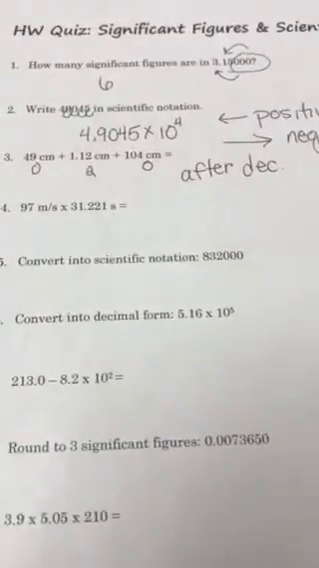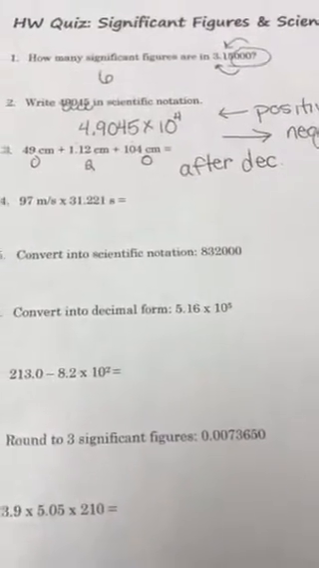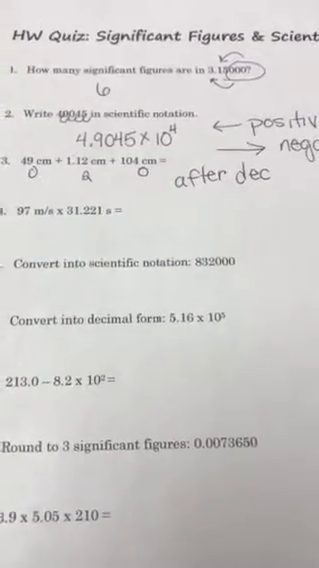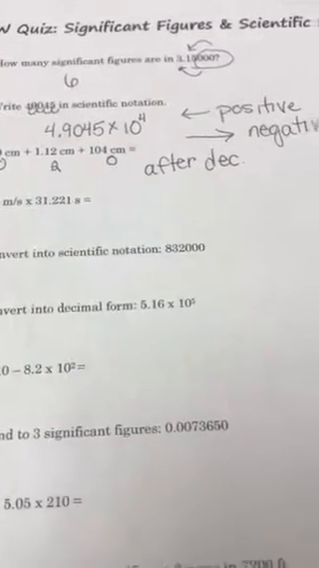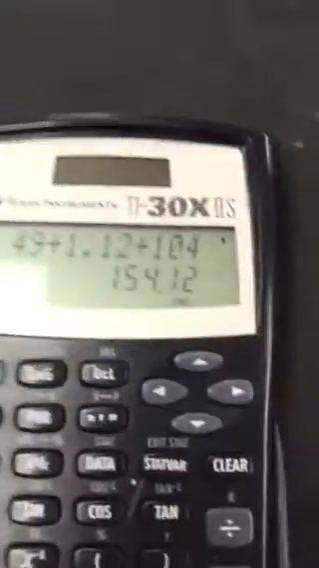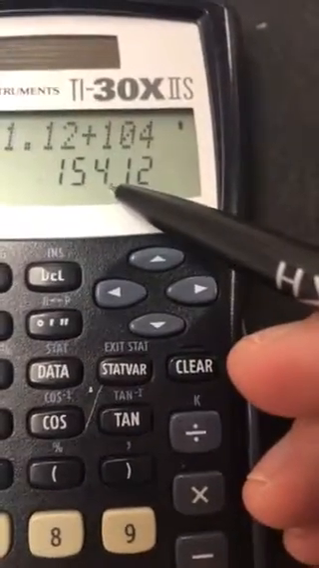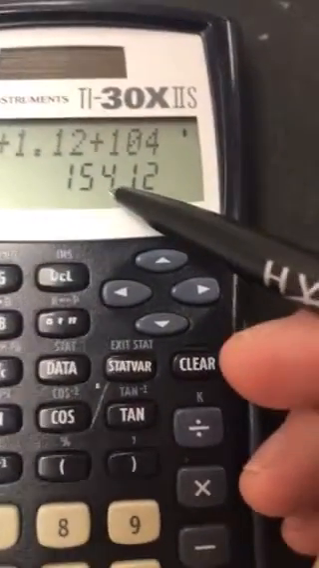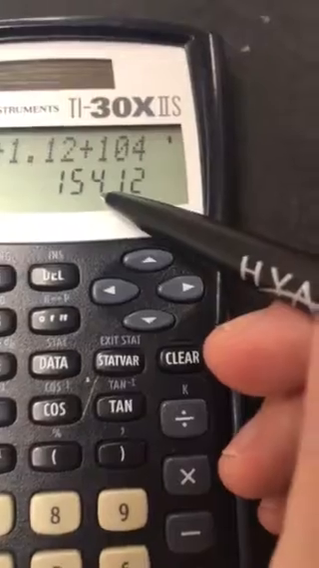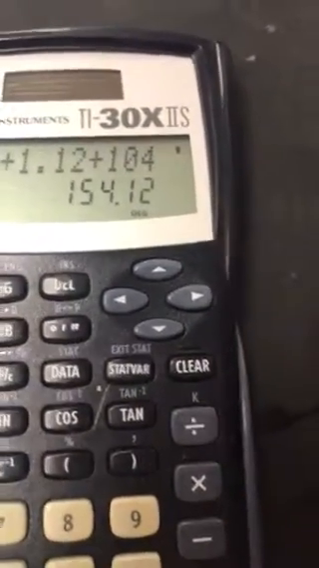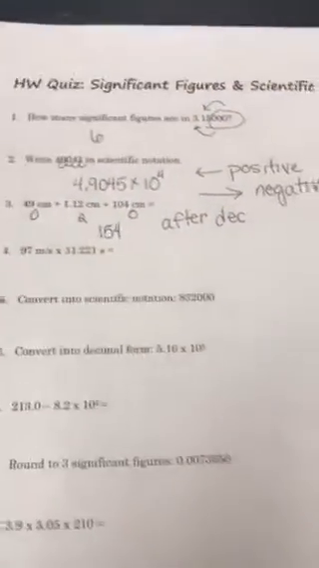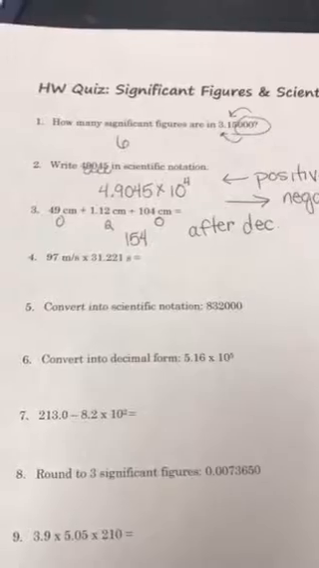So when I do that calculation and I get my final answer, I don't want to have anything after the decimal point. When I type that into the calculator, I get the 154.12, but I don't want anything after the decimal point. So I check out the last number that's in front of the decimal point and decide if I need to round up or keep it the same. Since it's followed by the 1, I can drop off what's after the decimal point, and our final answer for number 3 would be 154, nothing after the decimal point.